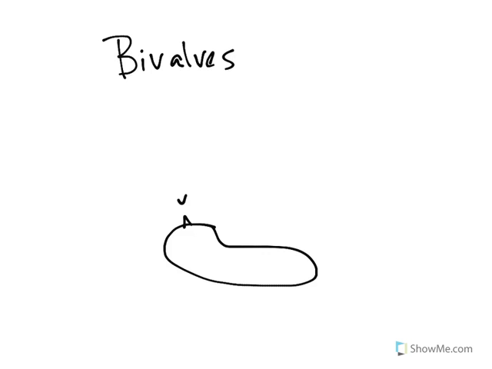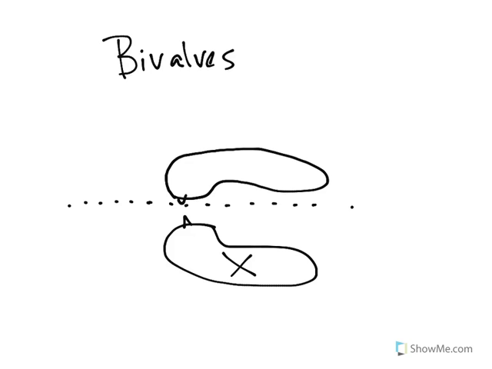If we were to take a look at both of these organisms, you're going to have to bear with me here. I am a horrible artist. What we would see is that the line of symmetry is actually parallel to the hinge, so that this shell is equal to this shell.